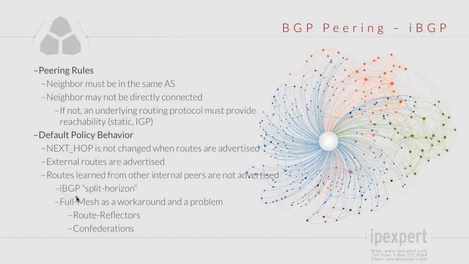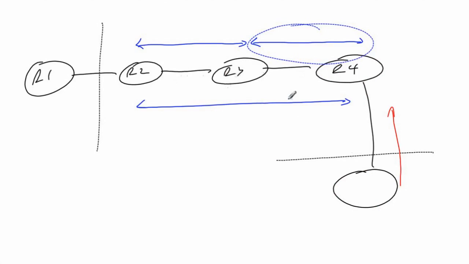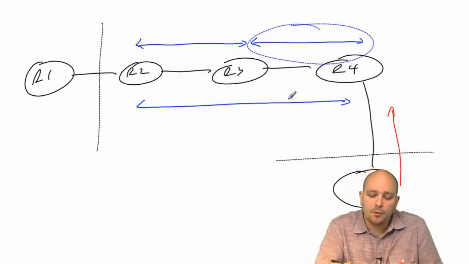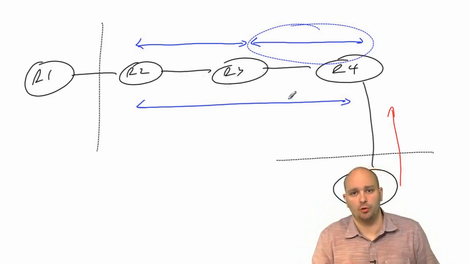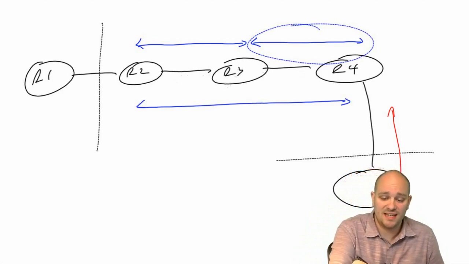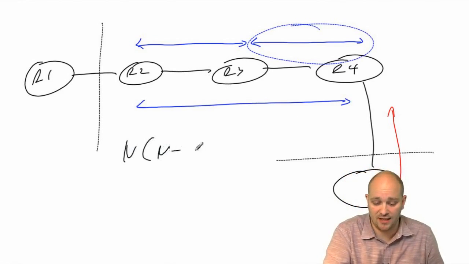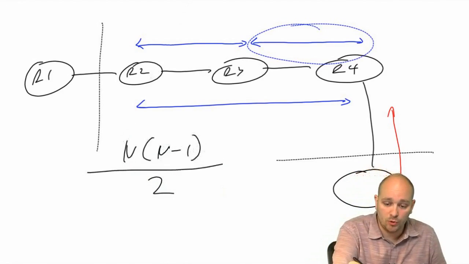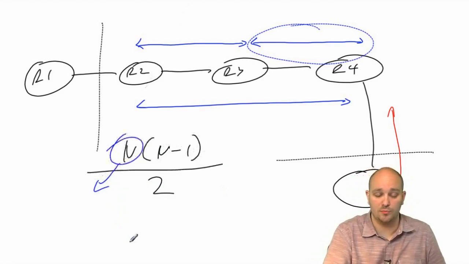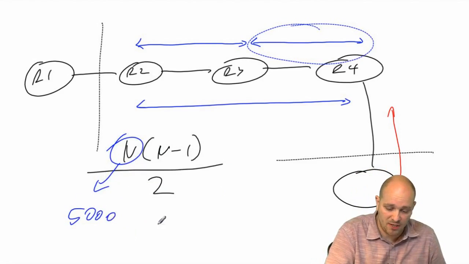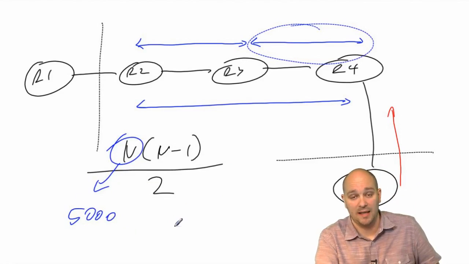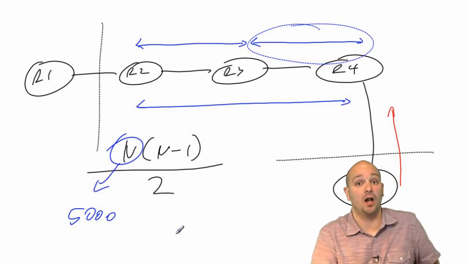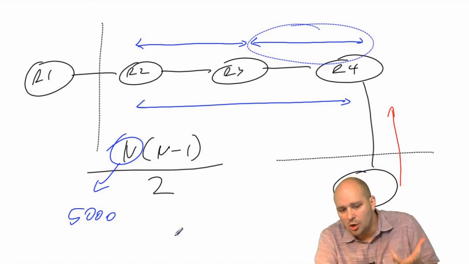One of the workarounds for this split horizon problem, as I said, is the full mesh. In this case, full mesh is actually not that bad of a solution. But if we had a larger autonomous system, full mesh won't scale, because it requires n times n minus 1 over 2 peering sessions. What would happen if your internal autonomous system had, let's say, 5,000 peers? How many peering sessions would that be? Let me answer that question: a lot of peering sessions.